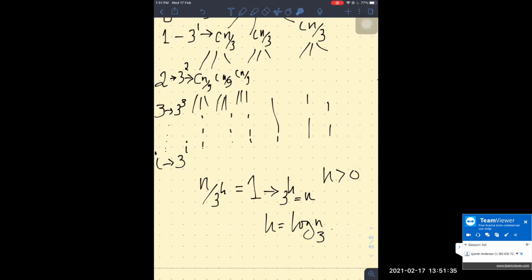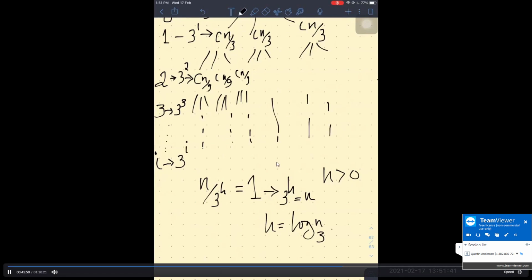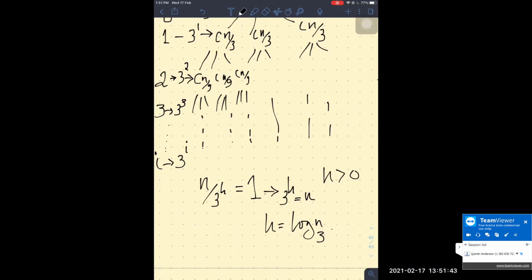Just to verify, you got 3 to the power h is equal to n because you just raised 3 to the power h on both sides, right? Yeah, exactly. And then you just use the log rule to get the log of n. Yeah, exactly. Okay.